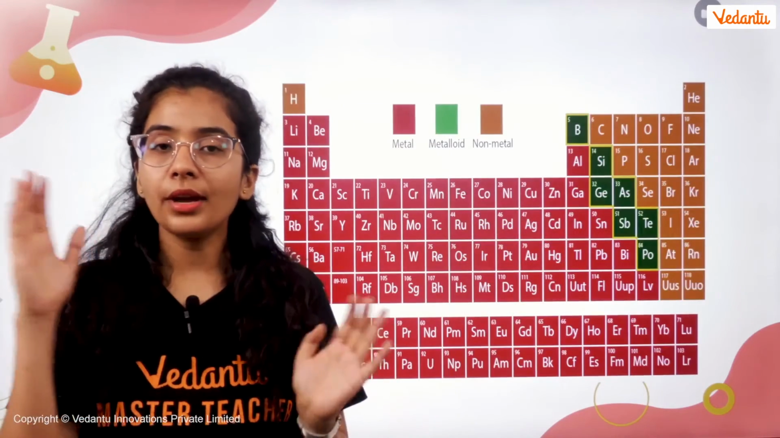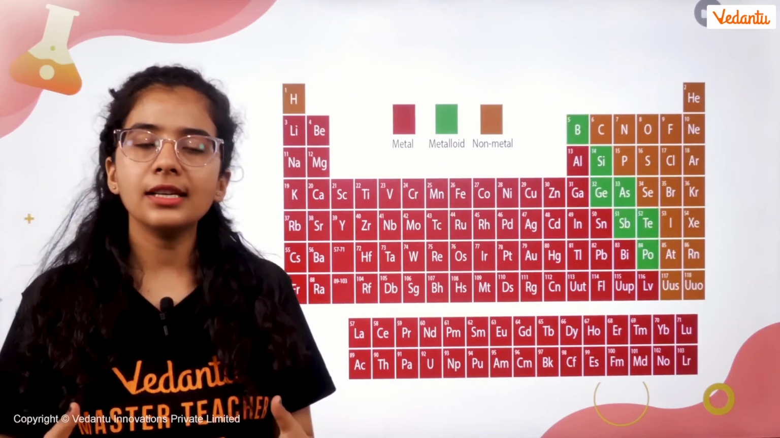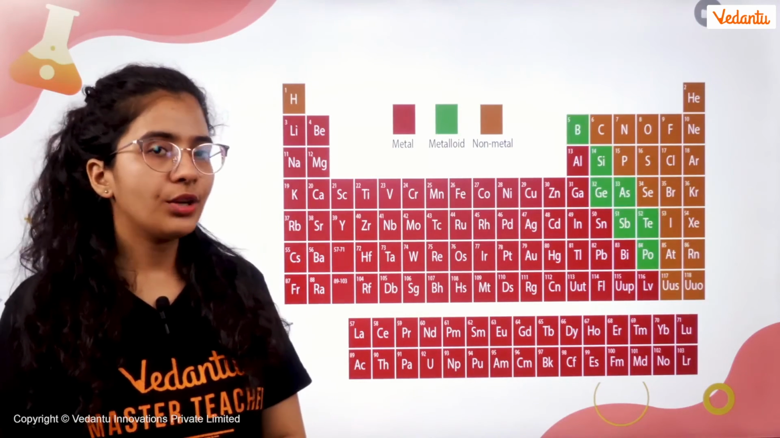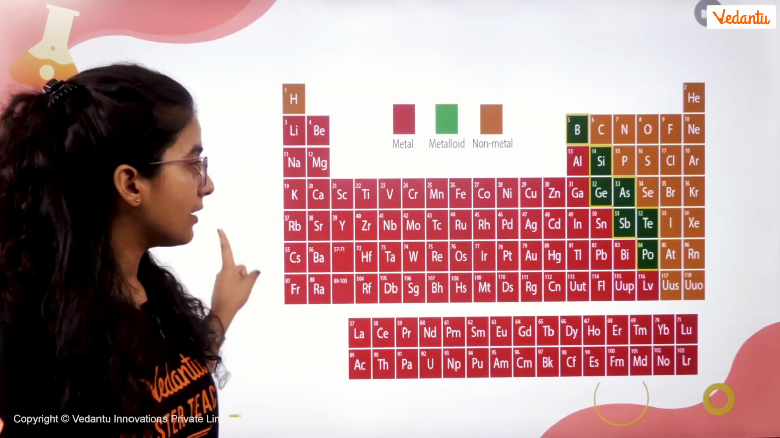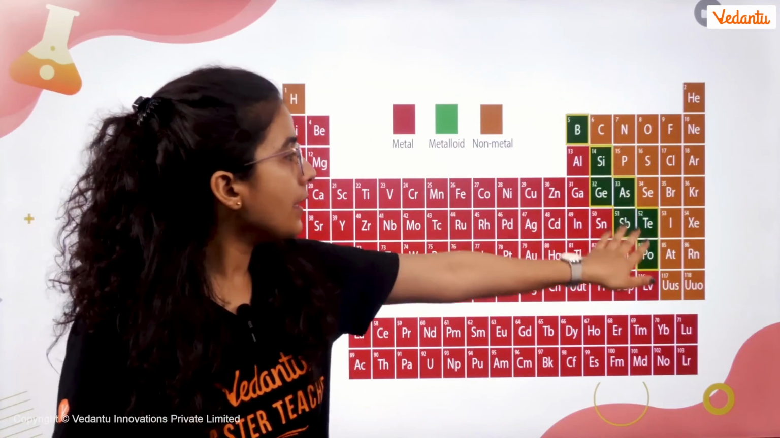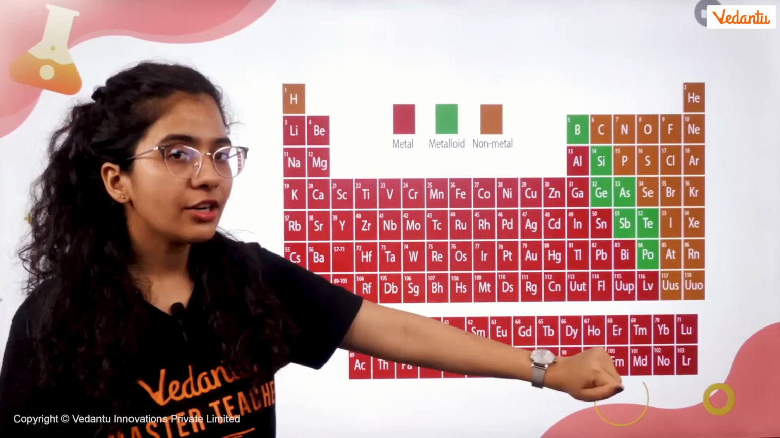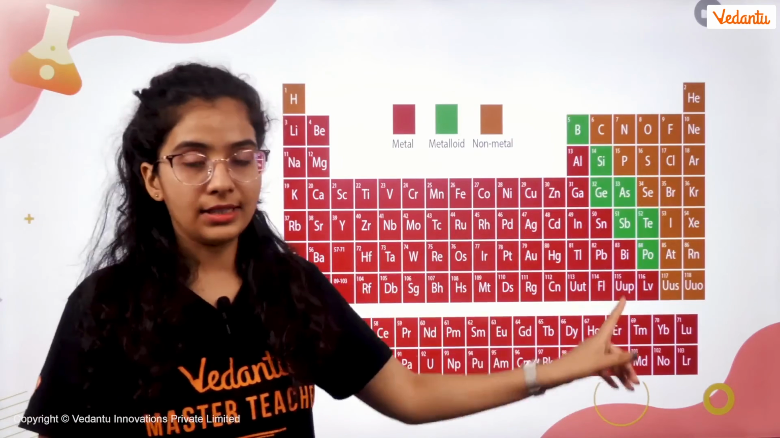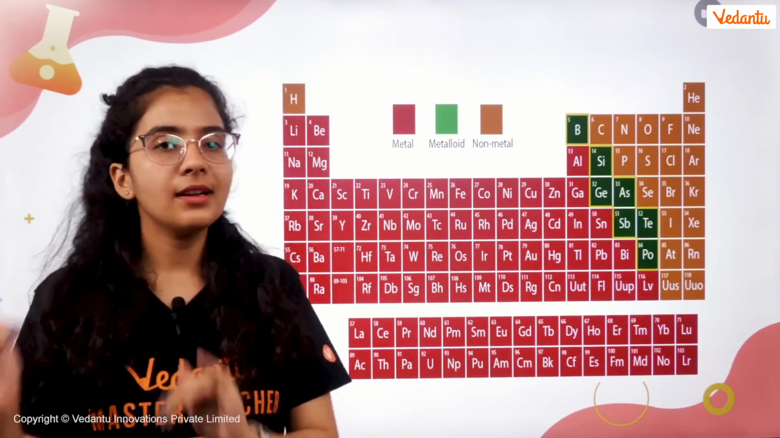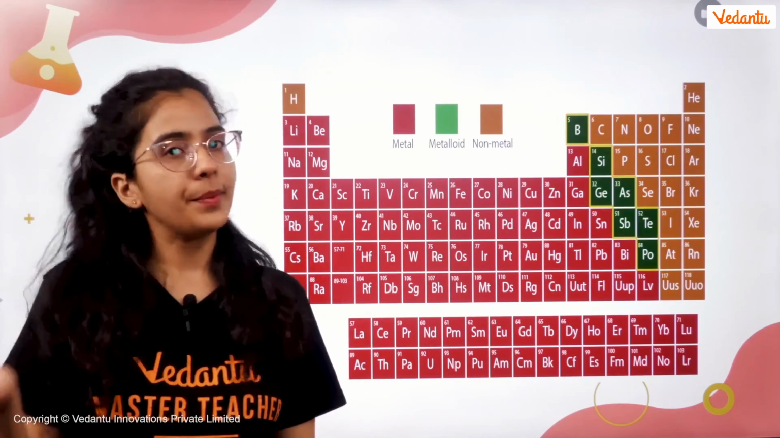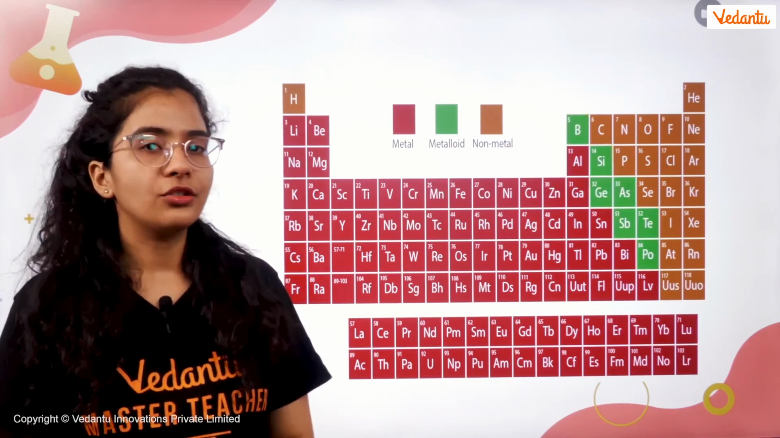Now, just by looking at this modern periodic table, we can tell which elements are metals, which are non-metals, and which are metalloids. Okay, so the elements kept at the left of the periodic table are known as metals. The elements kept at the right side of the periodic table are known as non-metals. And these green ones placed between metals and non-metals are known as metalloids. They show a few properties of metals and a few properties of non-metals.